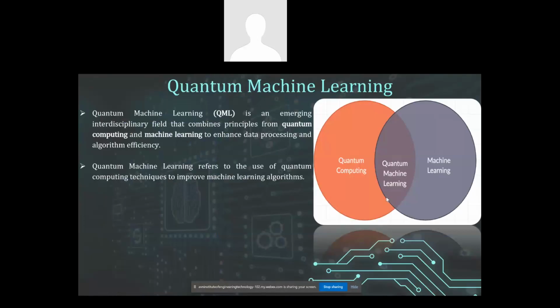Okay. So we'll come to our original topic: quantum machine learning. As the name says, we are integrating two different things: one is quantum computing and the other is machine learning. As of now, we are using classical machine learning algorithms, and we are progressing towards quantum computing.